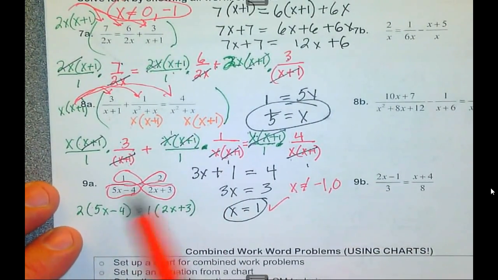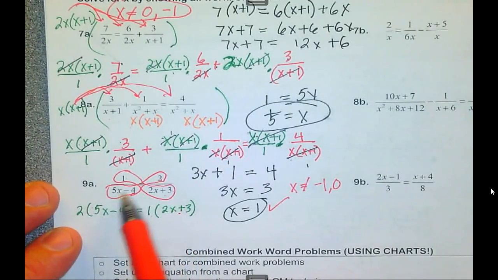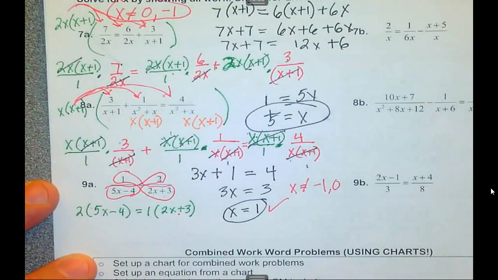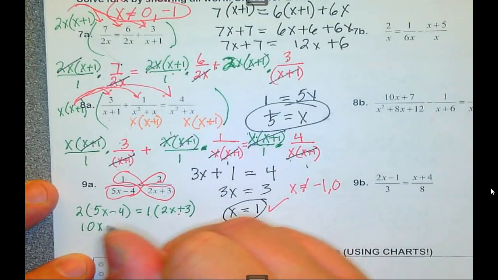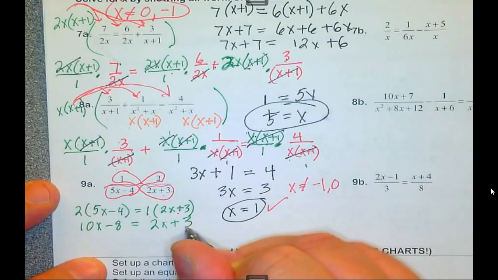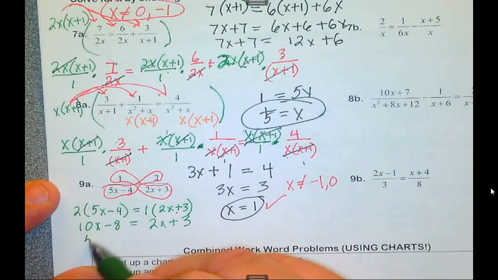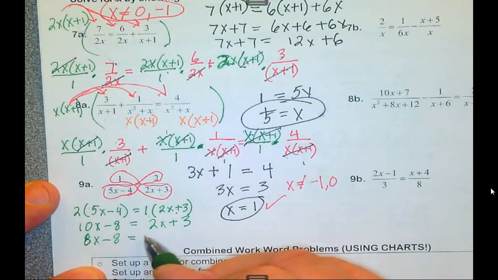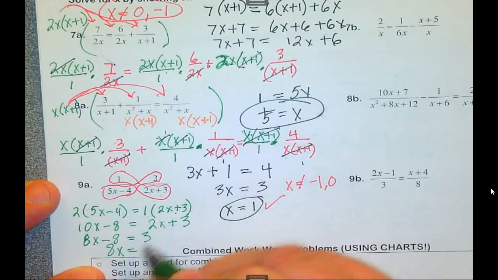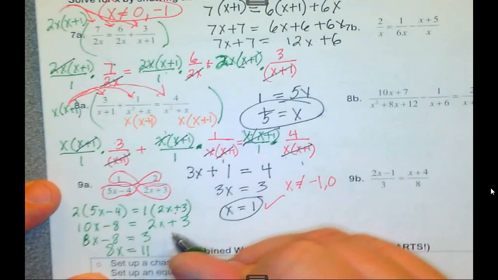So 1 times 2x plus 3, 1 times 2x plus 3, and 2 times equals 2 times 5x plus 4. 10x minus 8 equals 2x plus 3. Subtract 2x, I get 8x minus 8 equals 3. Add 8, 8x equals 11, so x equals 11/8.